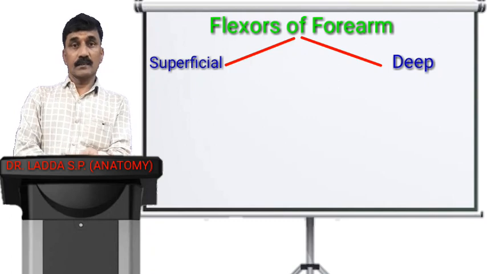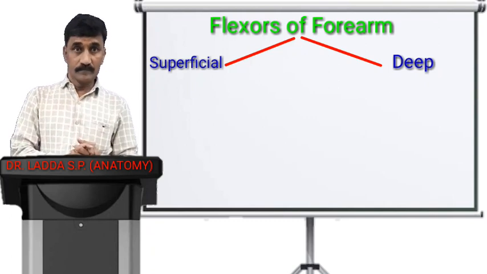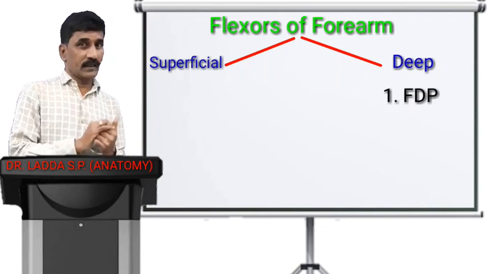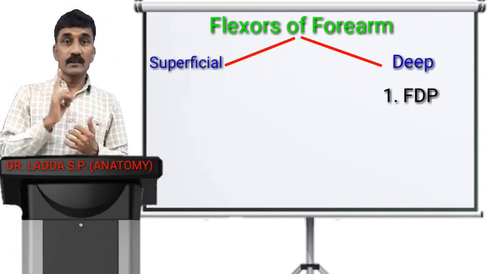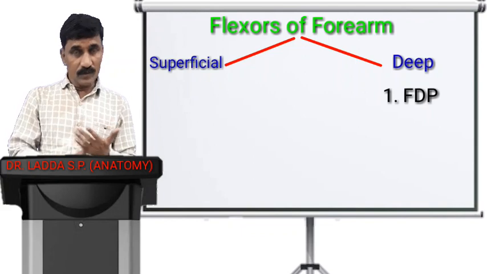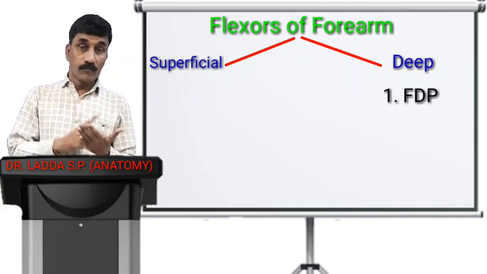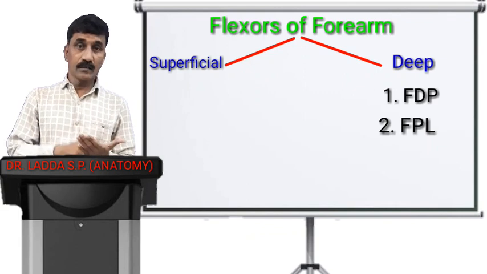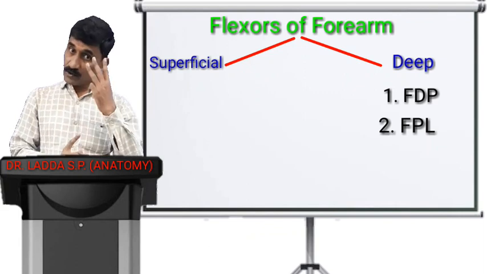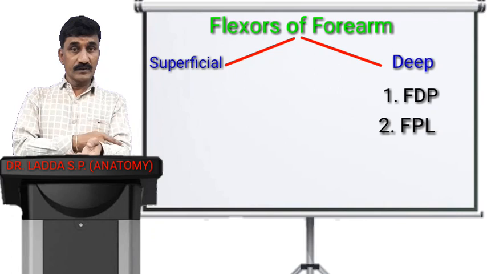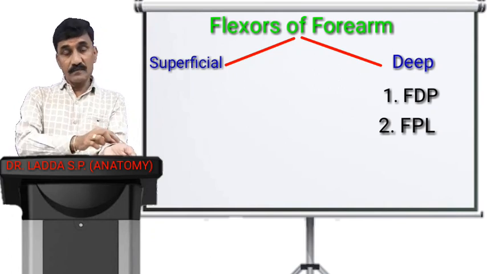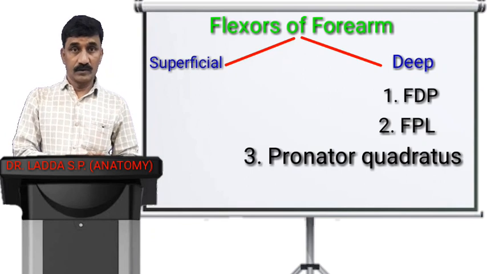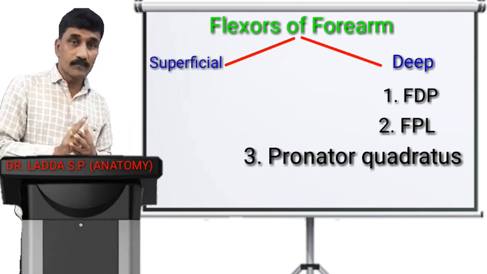The deep muscles of the flexor compartment of the forearm are, number first, flexor digitorum profundus. Number second, flexor pollicis longus. And number third, as we know pronator teres, in the same sense there is one muscle, pronator quadratus. So these are the 3 deep muscles.